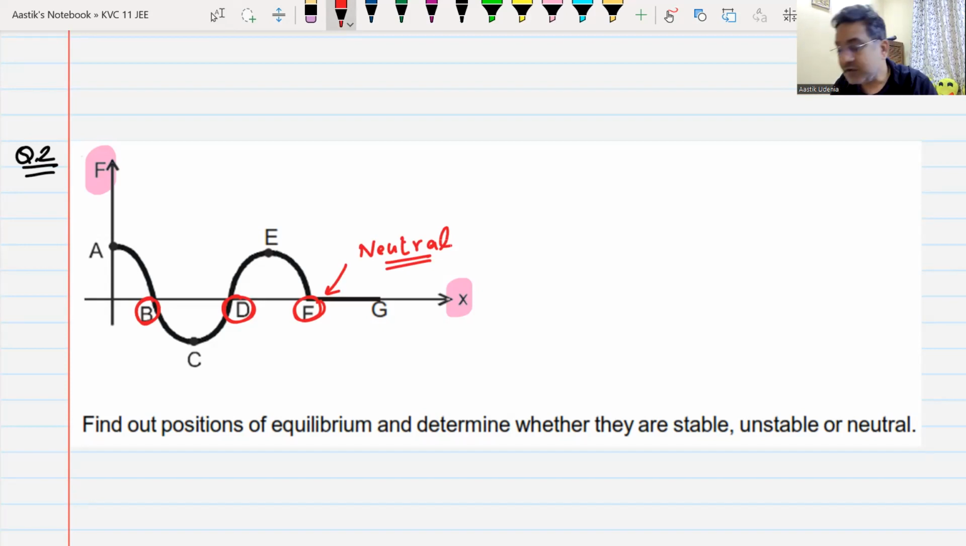That's not a problem. The only problem is between B and D. One is a point of stable equilibrium. The other one is a point of unstable equilibrium. How to find out which one is what? Now you look at point B. At point B, if the particle is there, it remains at rest. Nothing happens. But if the particle goes away from B in the positive direction, the force on the particle is negative. That means the particle will try to come back.